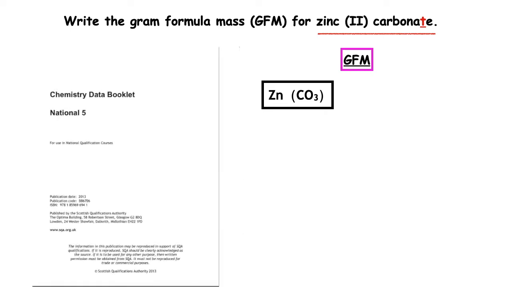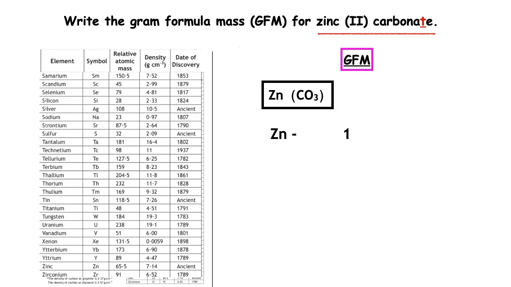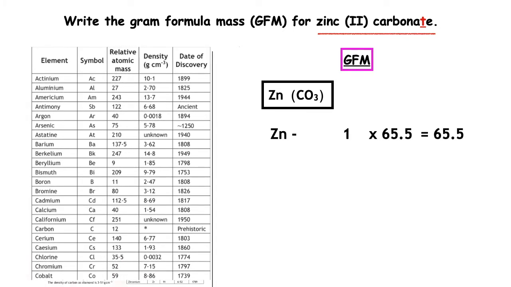To work out the gram formula mass, we have to take down each of the elements. So Zn, how many do we have? We have 1. We look up page 7 in our data booklet and we see that the relative atomic mass is 65.5. 1 times 65.5 equals 65.5. Carbon, how many do we have inside the bracket? We have 1. Multiplied by the number outside the bracket. There's no number outside the bracket, so that's 1.